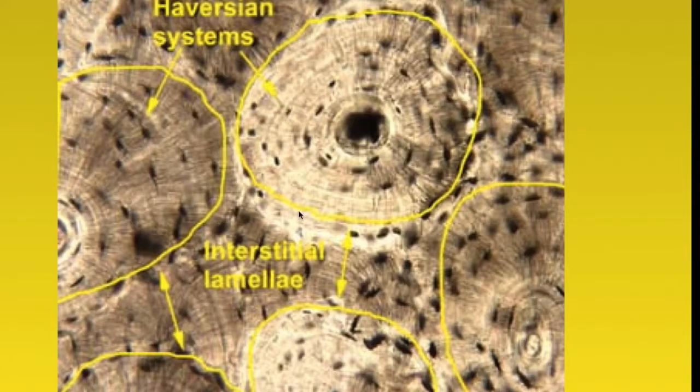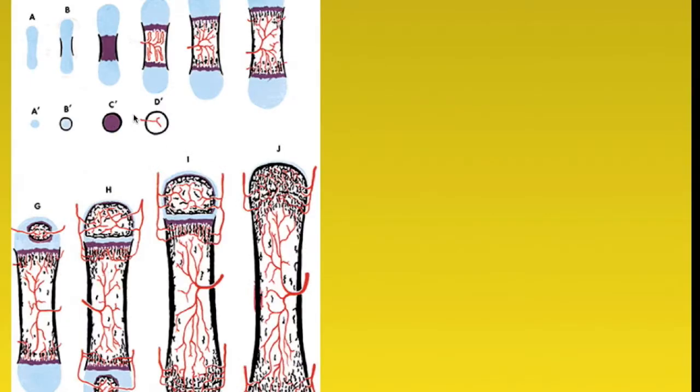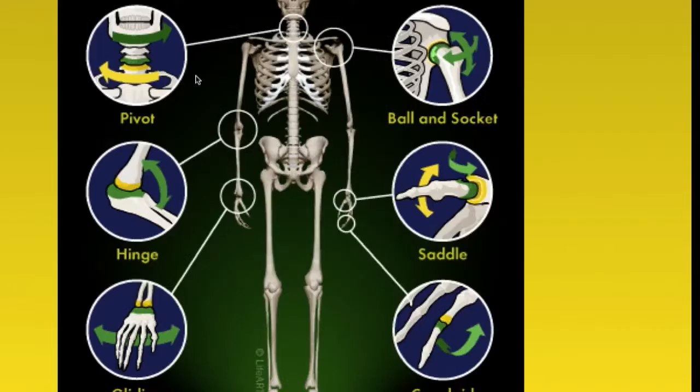And here's a picture of what your bone would look like in cross-section. Almost looks like a ring of trees, but all those little black dots there is where the osteocytes survive and produce. Here's a quick picture of the developmental process of how your bones grow, starting out with cartilage and the growth plates at the end.